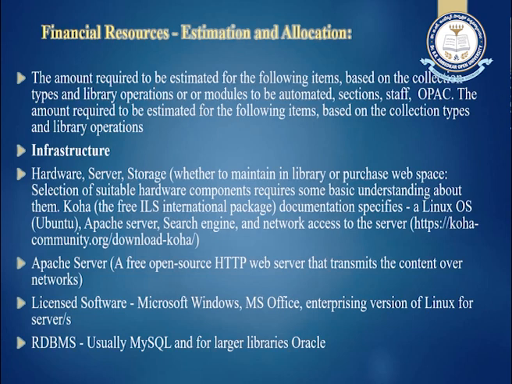Licensed software are Microsoft Windows, Microsoft Office, and an enterprise version of Linux for servers. Normally for bigger libraries we prefer this. RDBMS, Relational Database Management System, is usually MySQL, or for large libraries it may be Oracle. A search engine compliant with NISO, that is National Information Standards Organization, American National Standards Institute, and Z39.50, which is a client server protocol that has to be there for getting information from the database and also for interoperability.